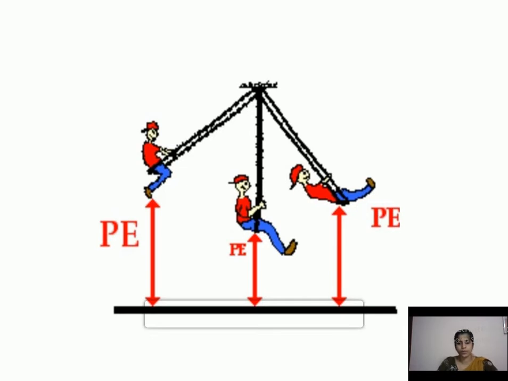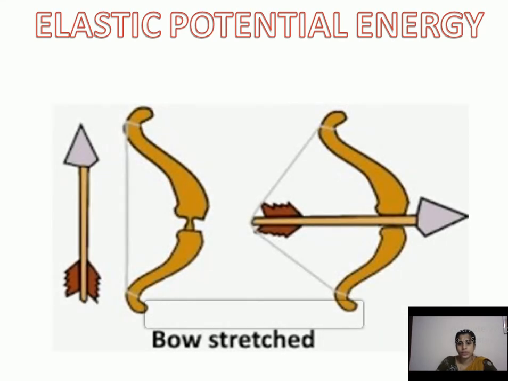Yes. Now we are going to discuss elastic potential energy. What is elastic potential energy? This is the second form of potential energy that we will discuss. Elastic potential energy is the energy stored in elastic materials as a result of their stretching or compressing. Elastic potential energy can be stored in rubber bands, bungee cords, trampoline springs, and an arrow drawn into a bow. Yes, these are some examples.